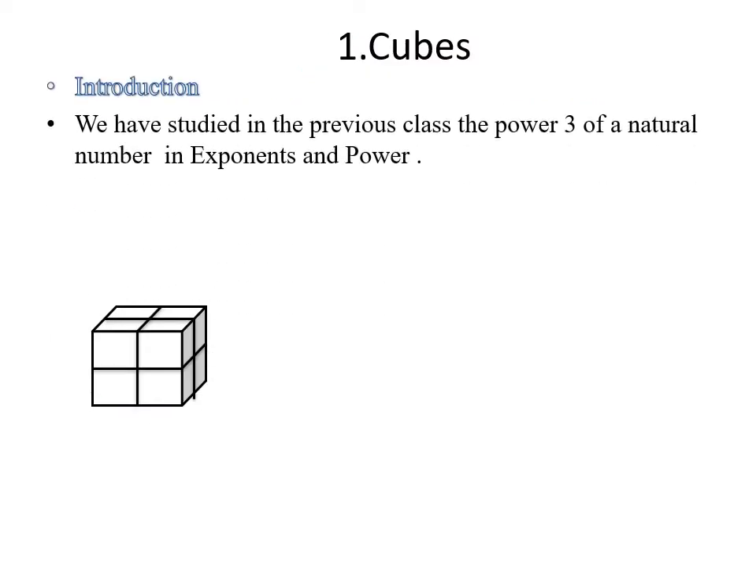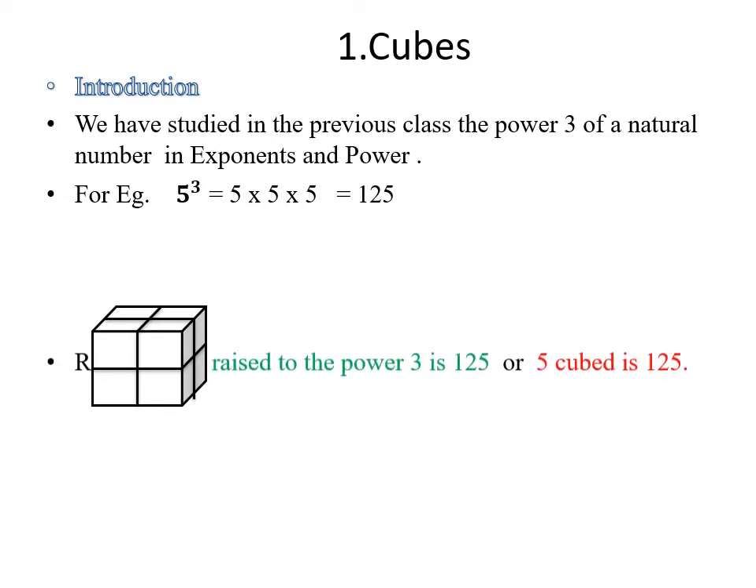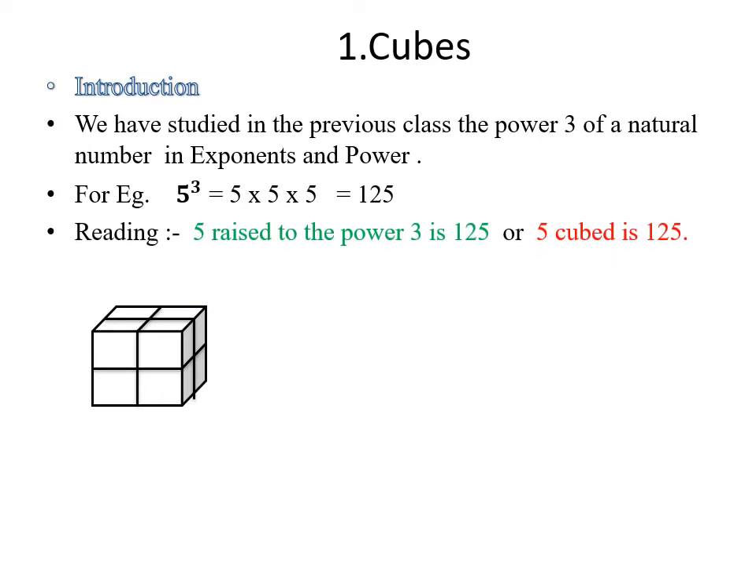We have studied in the previous class the power 3 of a natural number in exponents and powers. For example, 5 raised to the power 3, we write it as 5 into 5 into 5 equals 125. We will read it as 5 raised to the power 3 is 125 or 5 cubed is 125. In both ways we can read.